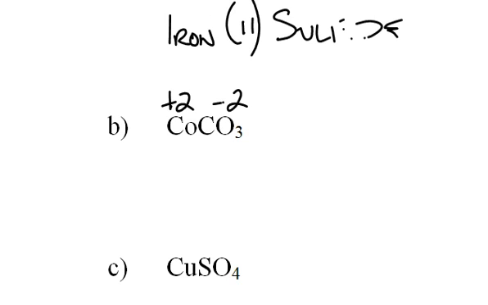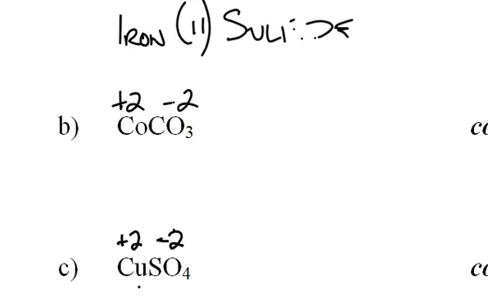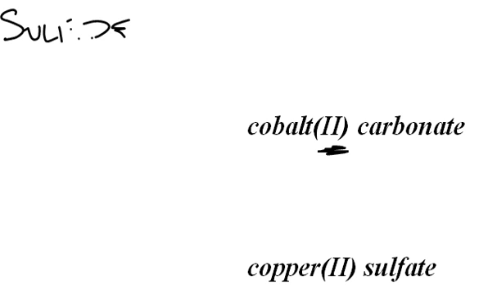Again, copper can have multiple charges. Sulfate has a -2 charge. Since I only have 1 copper here, that means it has to have a +2 charge. So this means that I have copper Roman numeral 2 sulfate. Again, the -2 means that I have a +2 charge.